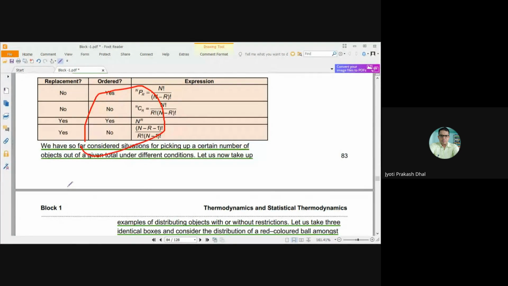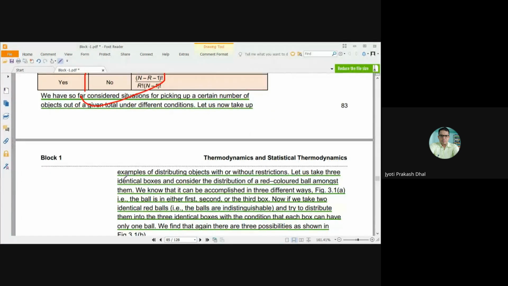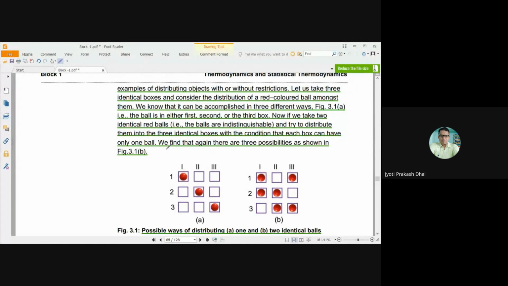Here we have considered the situation for picking up a certain number of objects out of a given total number of objects under different conditions. Now let us take up the examples of distribution of objects. So actually here we will stop for 2-3 minutes, and after that we will continue.